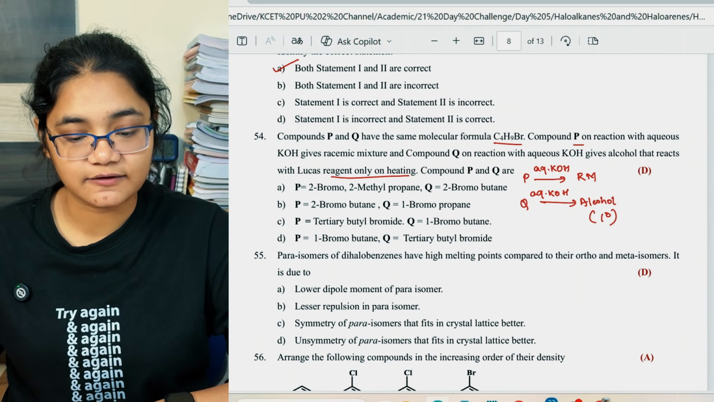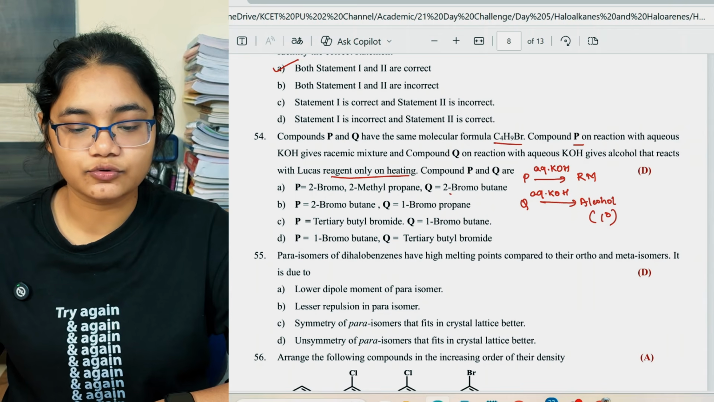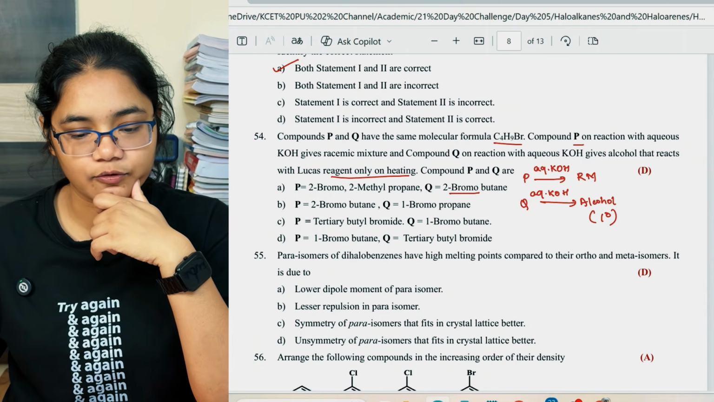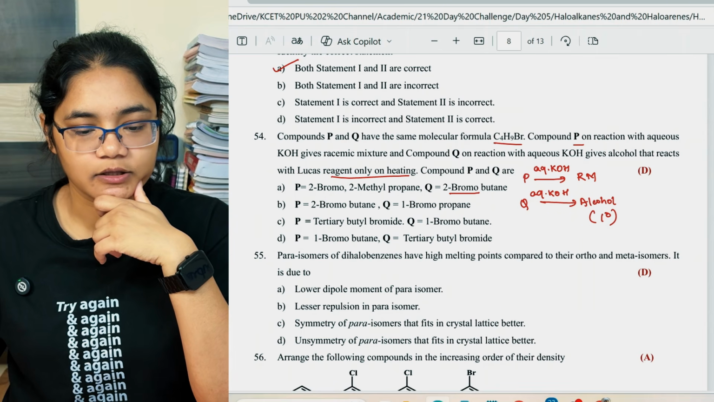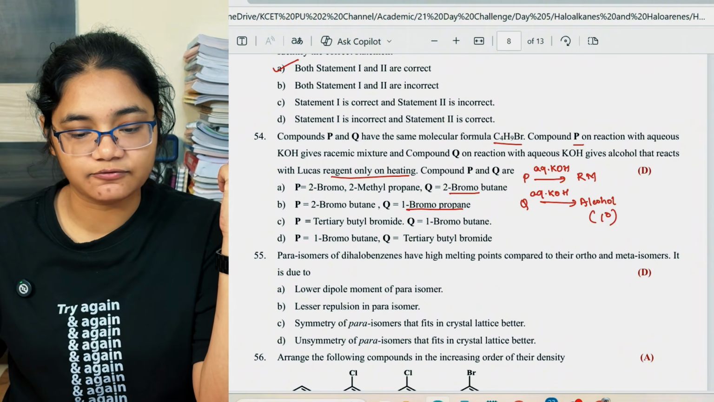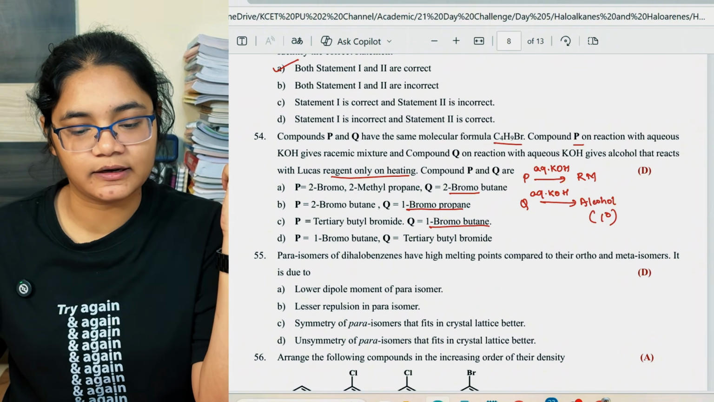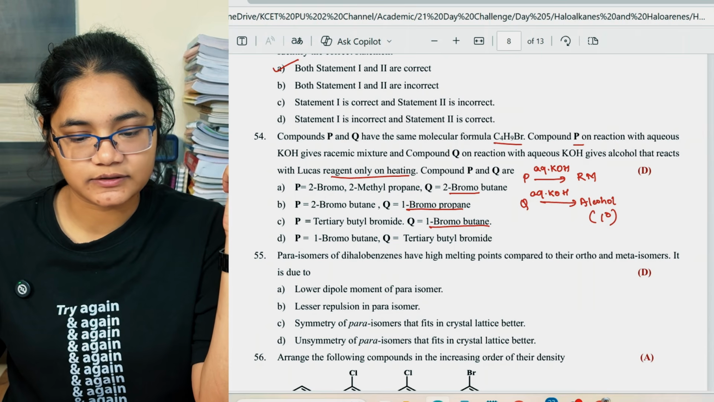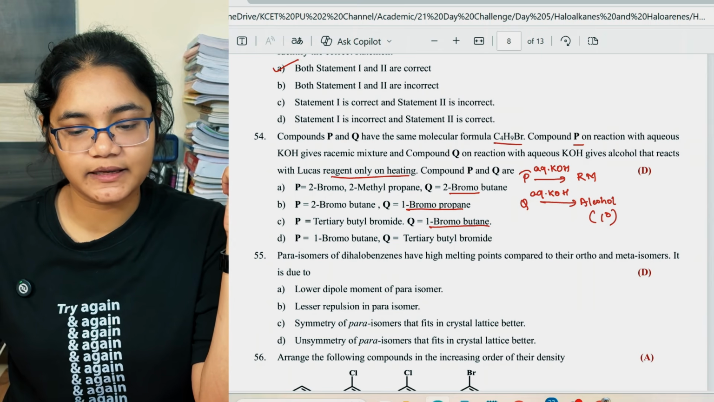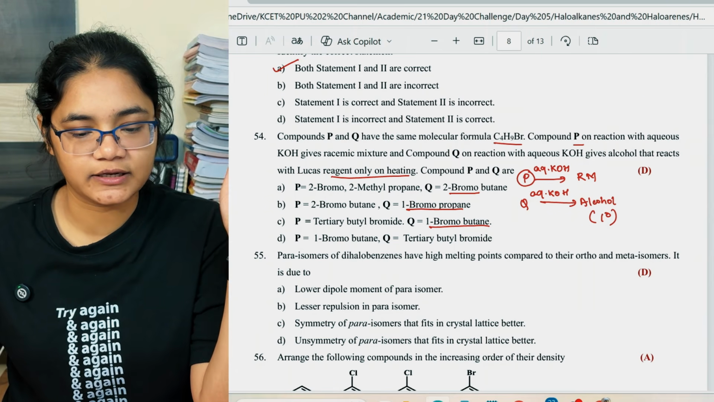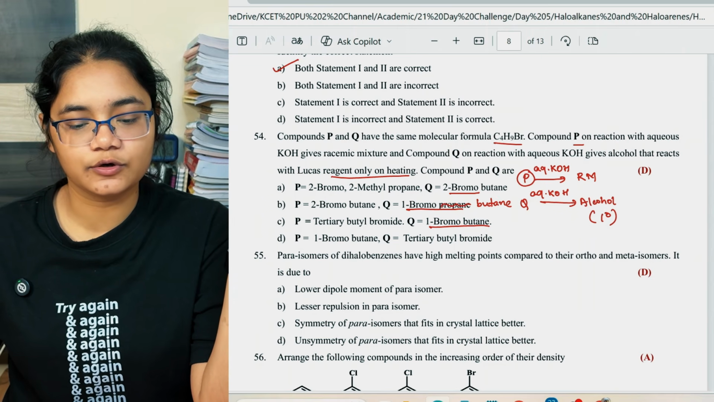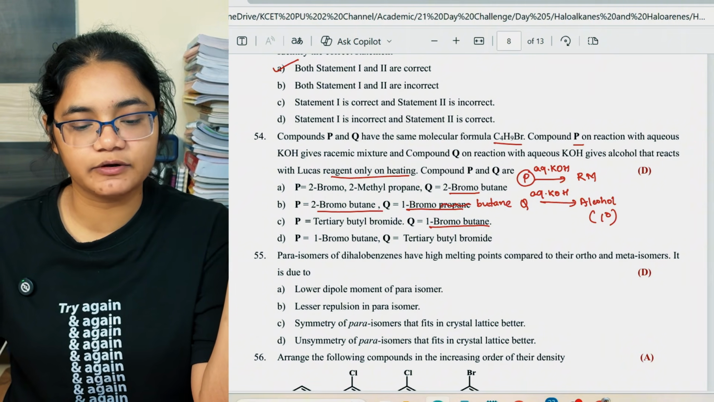The molecular formula is C4, that means it has to have 4 carbons. So 2-bromobutane is not possible. 1-bromopropane is there, but the formula is C4H9. So 1-bromobutane can be there. I think the only option that is possible for Q is 1-bromobutane. Then the question is P giving a racemic mixture. Here's a small error, this has to be actually butane. So Q will be 1-bromobutane definitely, and this will be 2-bromobutane.